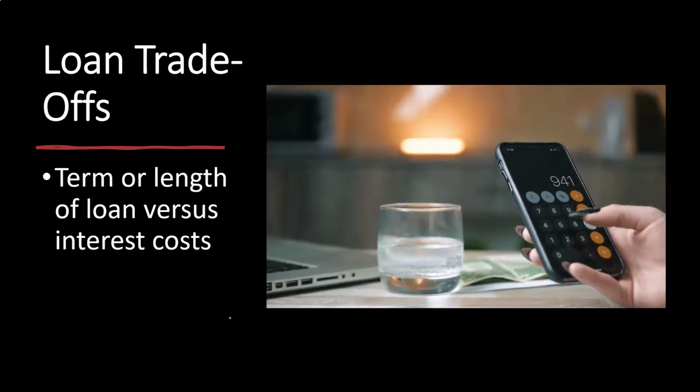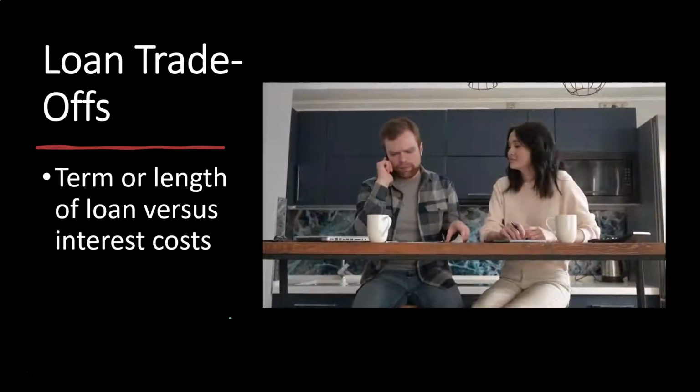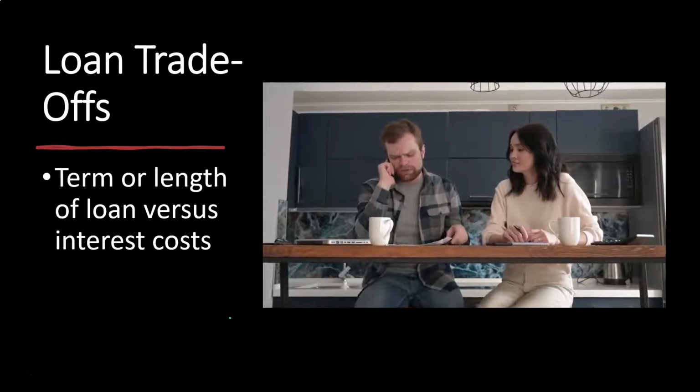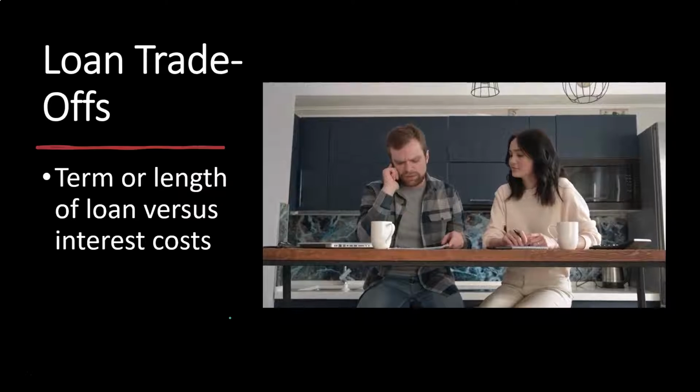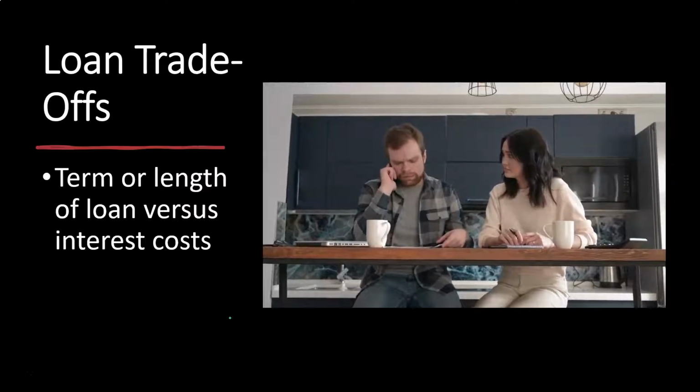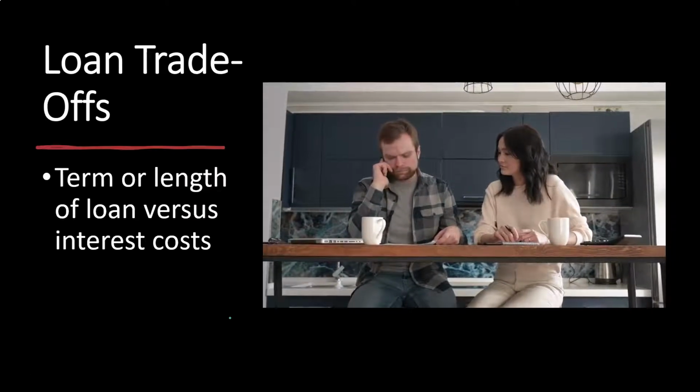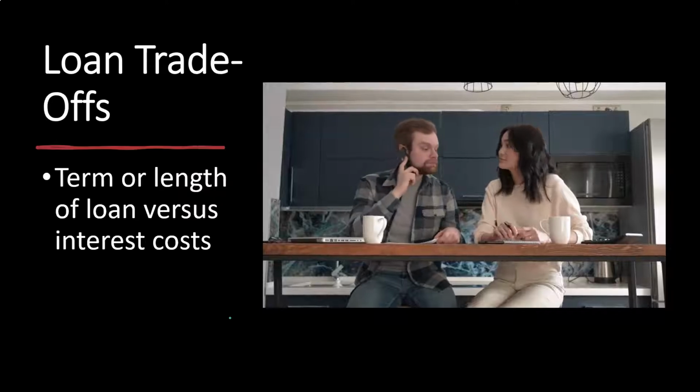You're using the purchasing power for 30 years and will be paying interest on it for the entire 30 years. Whereas if you have the 5-year, then you'd be paying it off within the 5 years. And so the length of the loan can have an impact on what the monthly payments will be.